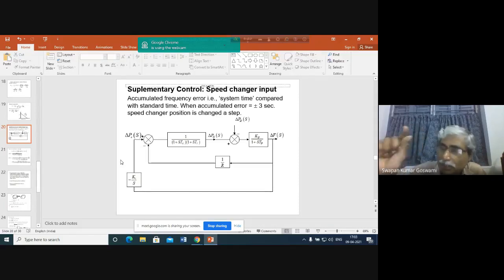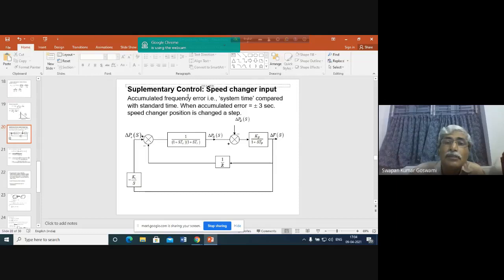But that is for a very short period only, because after some time, when the supplementary control is activated, the frequency will be brought back to its initial value, and then all these generators which had initially changed their power output will now restore their initial operating condition. So this is how the frequency of the system is controlled through supplementary control action.